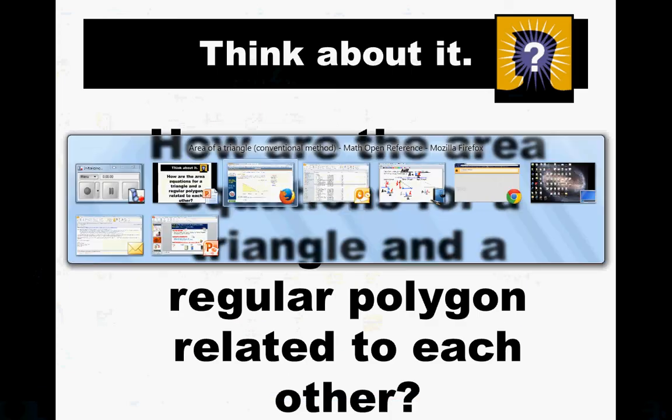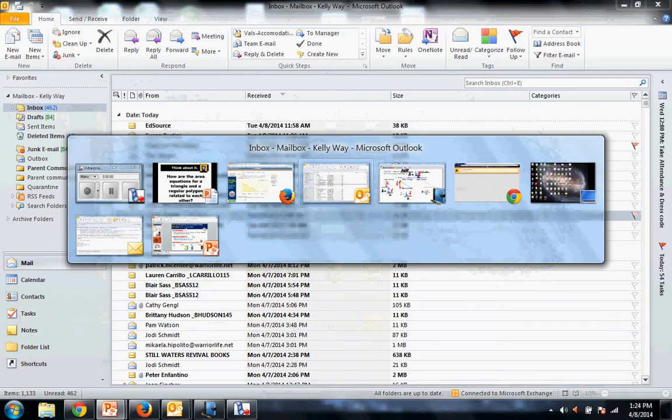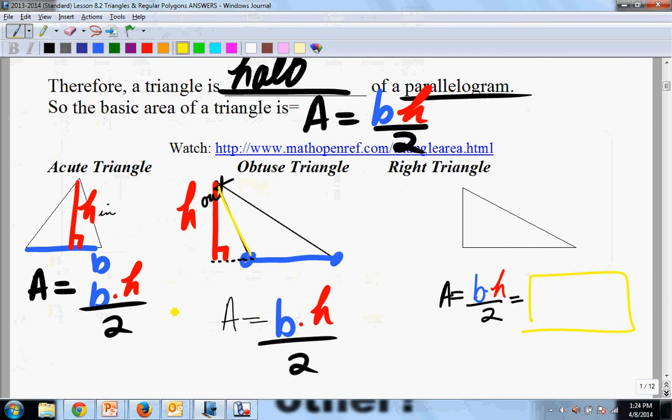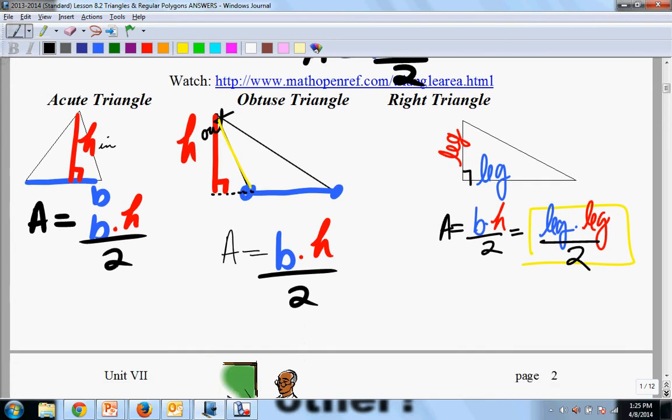So what I want you guys to realize is that our base and our height in a right triangle are the legs. The base and the height are the legs. So this is the preferred version. I'd rather you guys use this in a right triangle: leg times leg, over 2. Either way works, but just be really careful. Let me show you why I actually prefer leg times leg over 2.